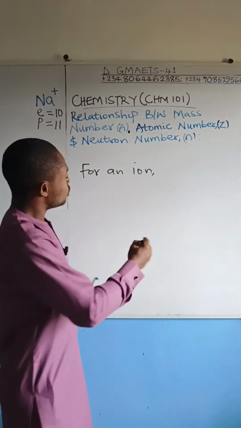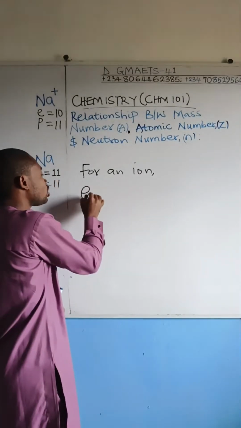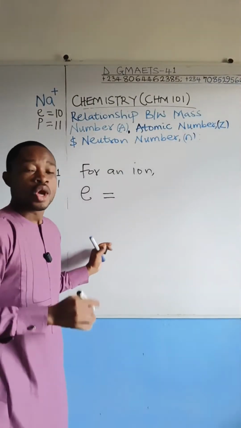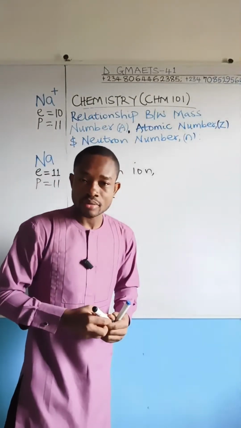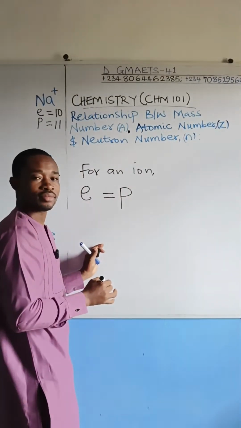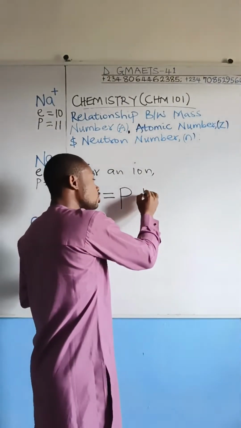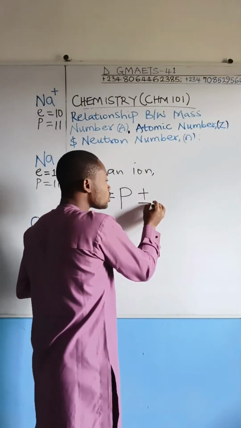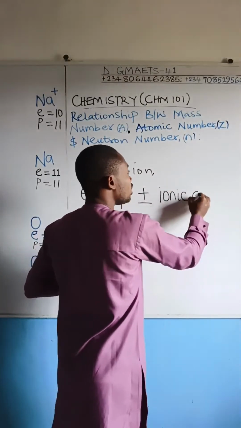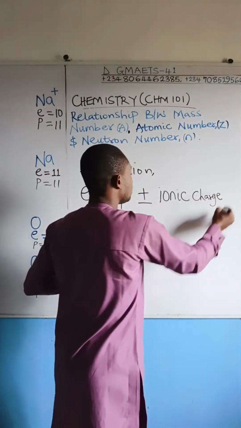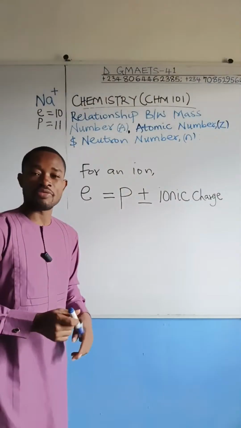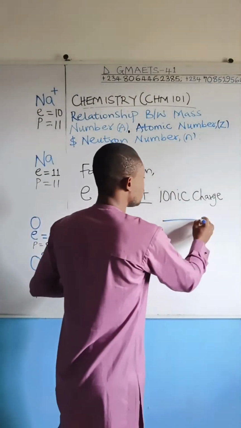Therefore, for an ion, how do you get the number of electrons? For an ion, electron number E is simply equal to, we are going to link it to proton number, so it is equal to the proton number, then plus or minus the ionic charge. Good. I don't know how many times any of you have seen this formula before. So let us call this equation 4.